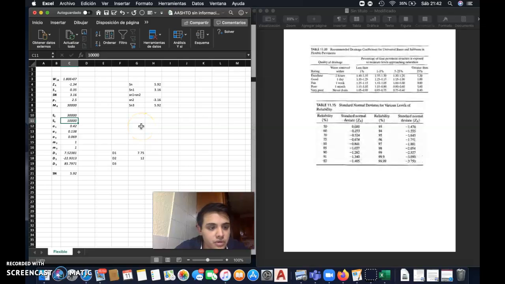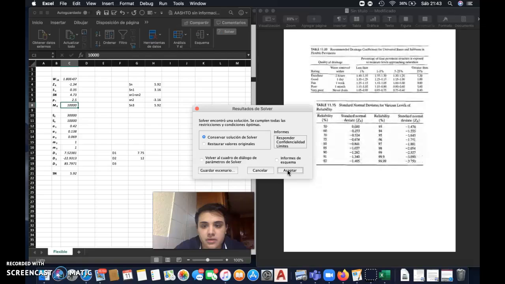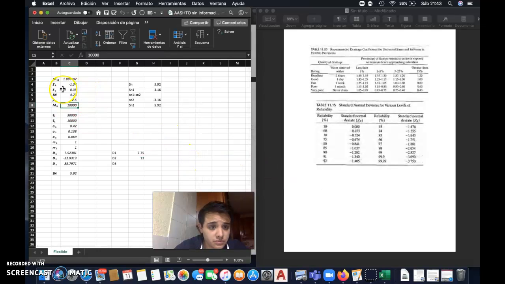And the last one, we have to do the same but with E3. Okay, put solver, solve, accept. And this is the structural number 1 plus the structural number 2, which is 4.73, and we need to check this. Okay, yes, it is necessary.